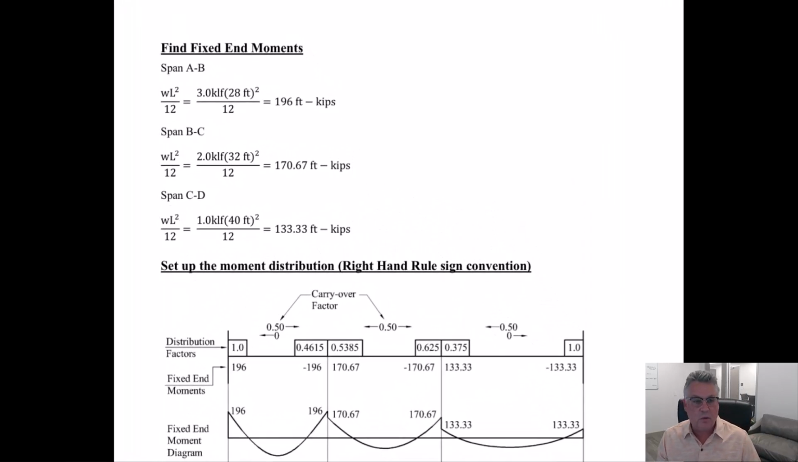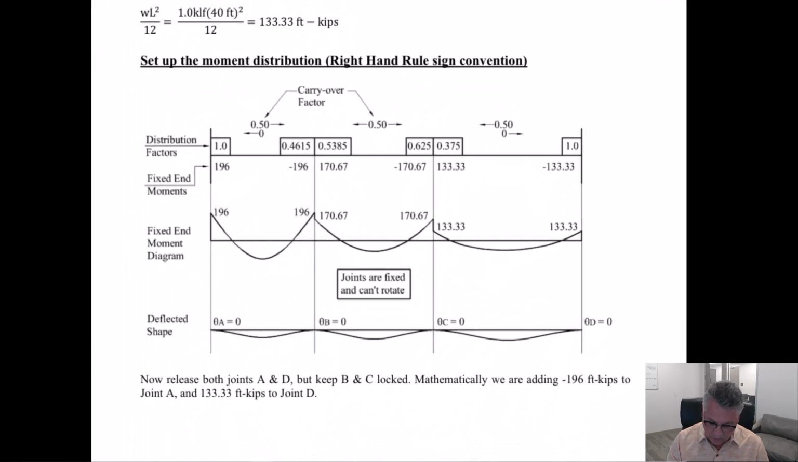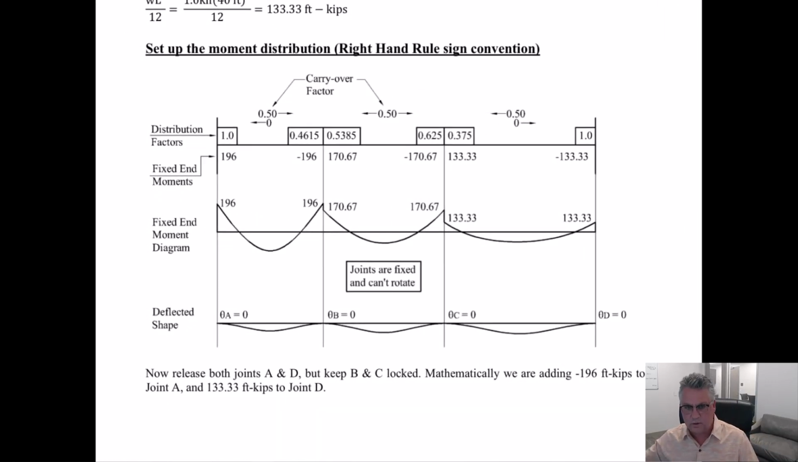Let's calculate the fixed end moments. Fairly straightforward. WL squared over 12 in each span. The first span, W is 3 kips a foot. L is 28. WL squared over 12, 196. WL squared over 12 in span BC, 170.67. WL squared over 12 in span CD, 133.33. So we've got everything we need to set up the moment distribution now.